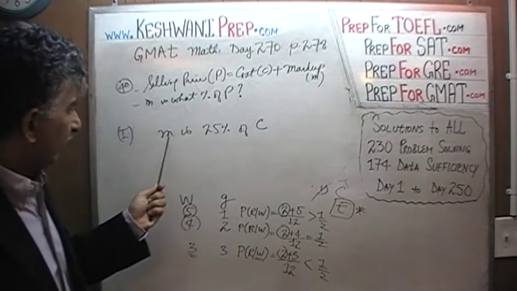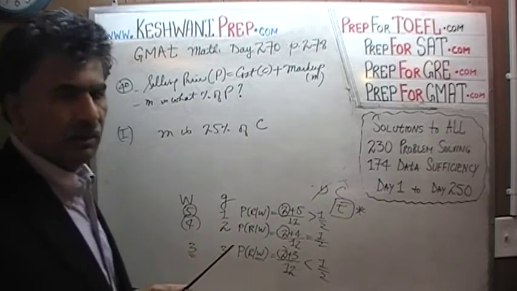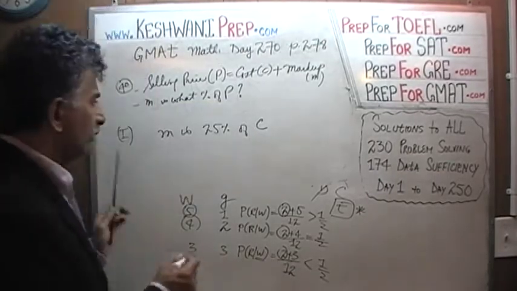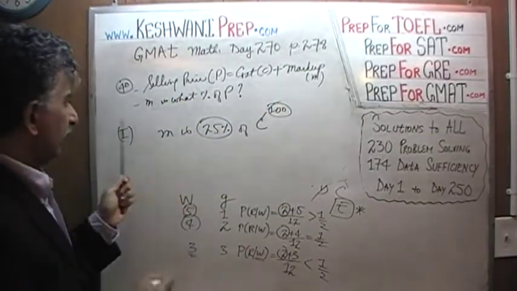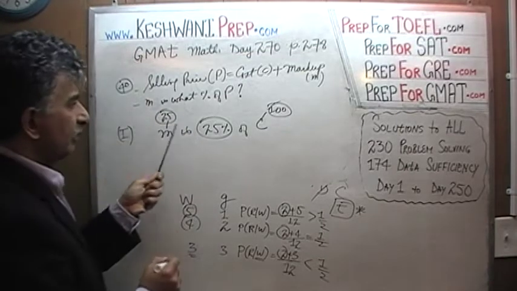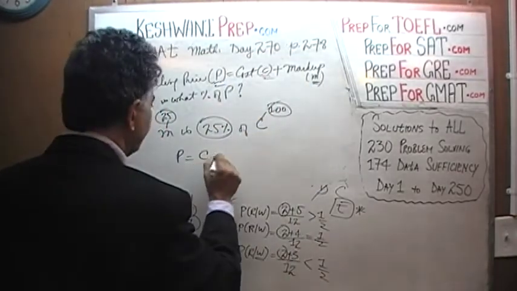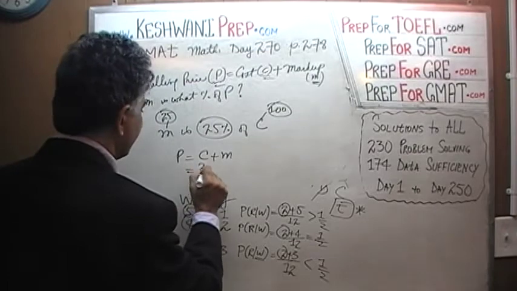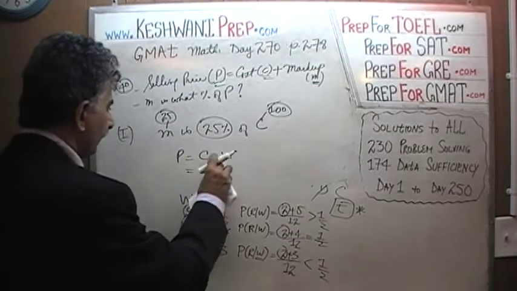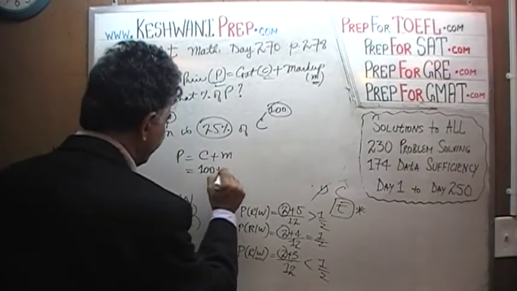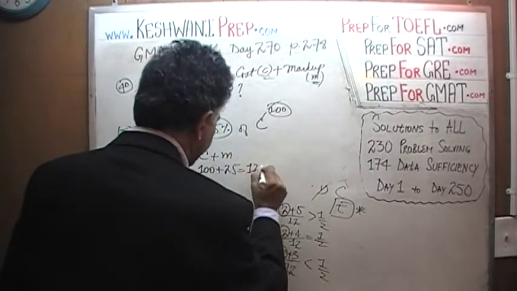So M is 25% of C, M is the markup. Let's make up a number for C. A nice round number to plug in here for cost would be 100, because we can figure out 25% of 100 very easily. If we assume that the cost is 100, then the markup is going to be 25. Then we know that price is equal to C plus M, which is 25 markup and the cost is 100. So the price is going to be 125.